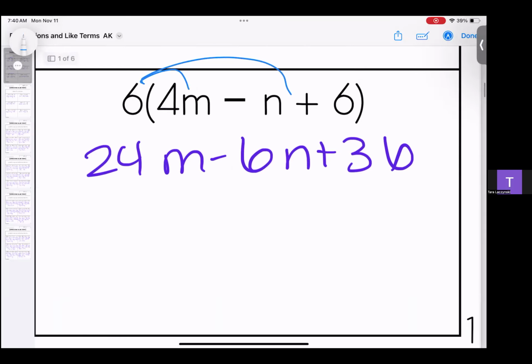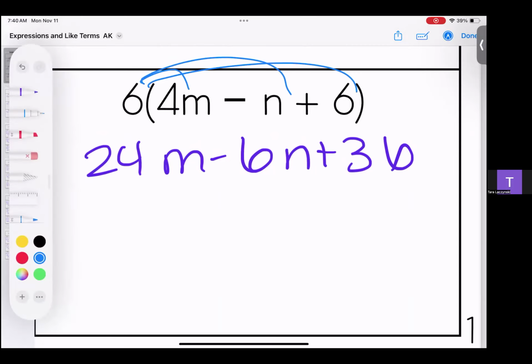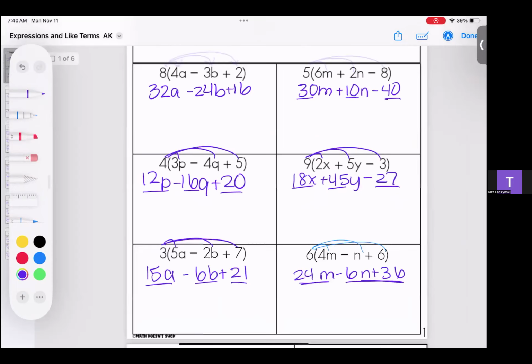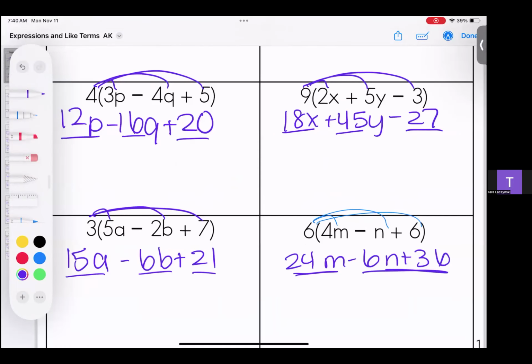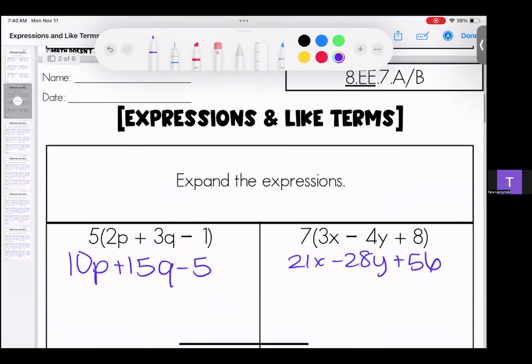Last one over here, making sure we're sharing with everything inside. 6 times 4 is 24. Bring your M. 6 times 1, because we just have that letter there, that variable. So we have 1N. 6 times N is negative 6N. And then 6 times 6 is 36. That brings us to the end of page 1. Bring your questions to class.